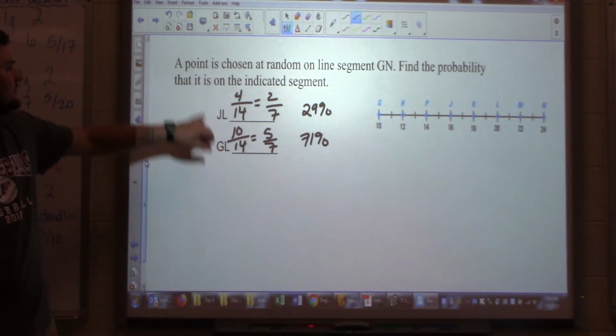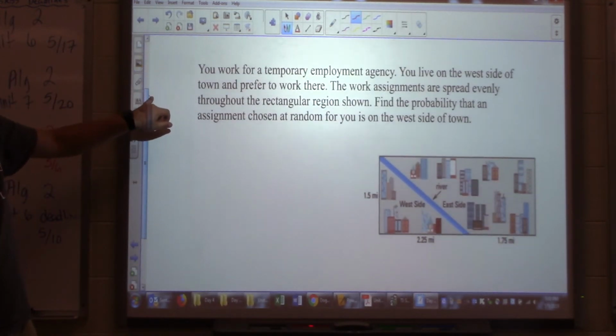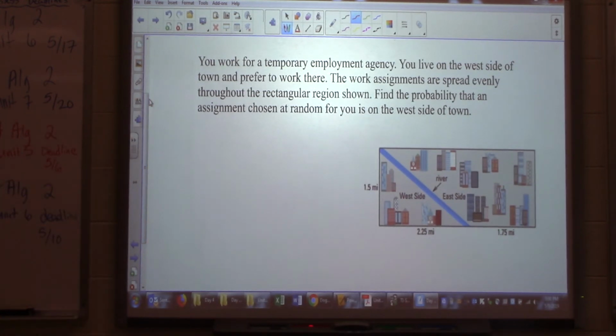One problem left. Application problem. We work for a temporary employment agency. Live on the west side of town, prefer to work there. Work assignments are spread evenly throughout the rectangular region shown. Find probability that an assignment chosen at random for you is on the west side of town. Alright, well, what's our favorable outcome here? What do we want to happen? We want to be on the west side of town.